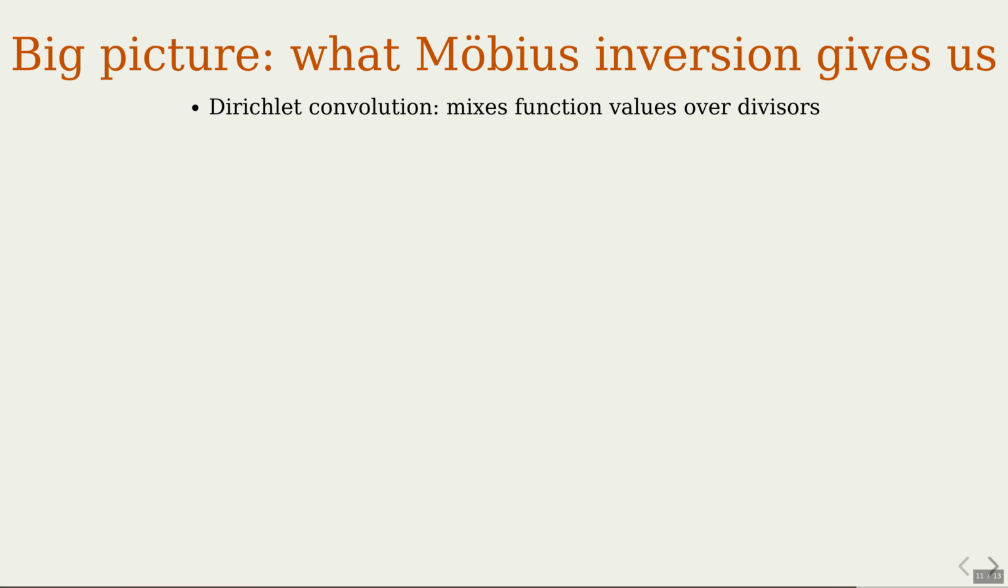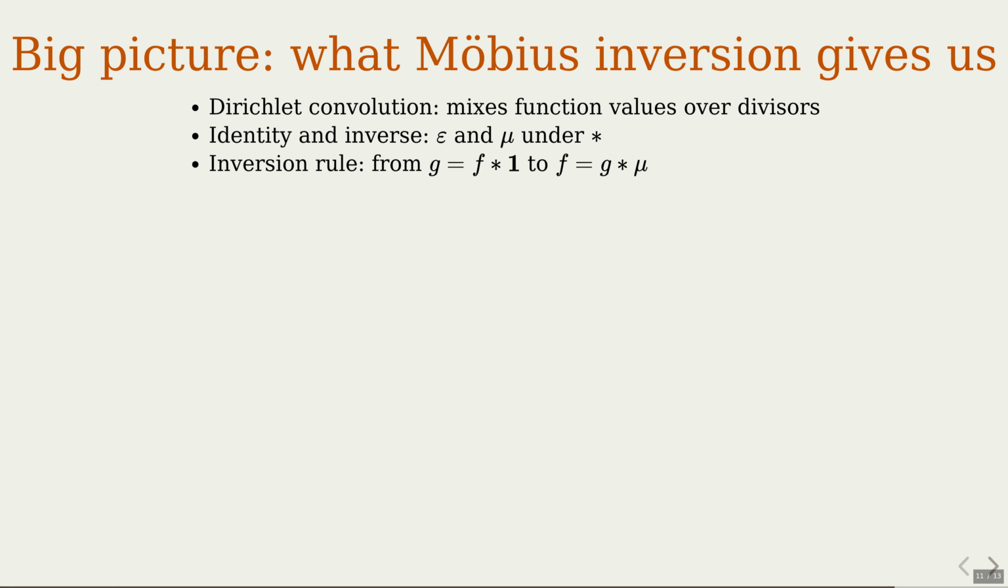First, we learned to think of arithmetic functions with convolution as an operation that mixes their values over divisors of each n. Epsilon acts like the do-nothing element for convolution, while mu plays the role of the inverse of the constant 1 function. The central takeaway is that any function g built as a divisor sum of f can be inverted by convolving g with mu to recover f.